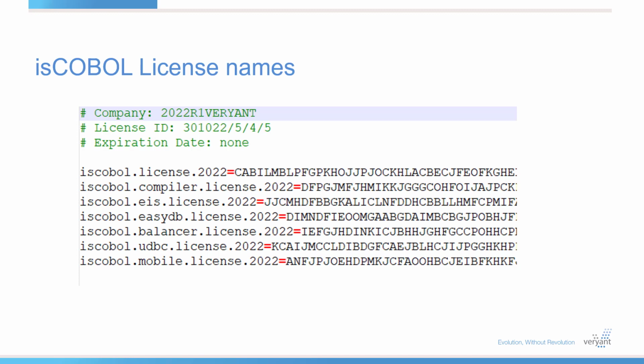Now the database bridge product is licensed by its nickname, which is EasyDB. The IDE is included in the compiler license. And the runtime license, which is simply called isCOBOL license and the year, includes the debugger, the utilities, and the application server. The web client is an add-on to the runtime license.